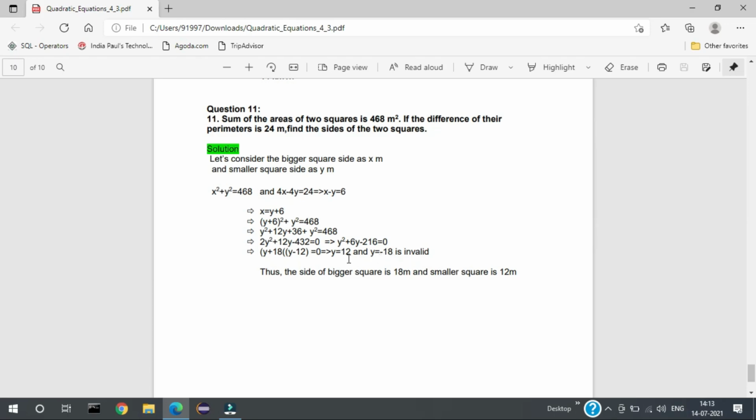That is the smaller side, the square side equals 12. So thus the side of the bigger square is 18 meter and the smaller square is 12 meter.